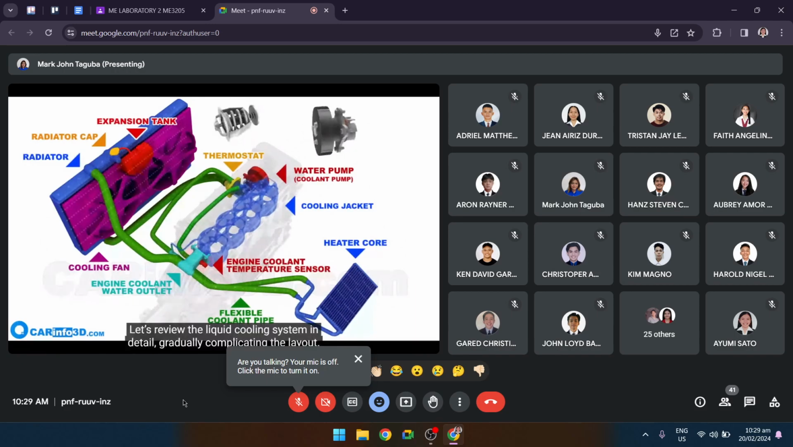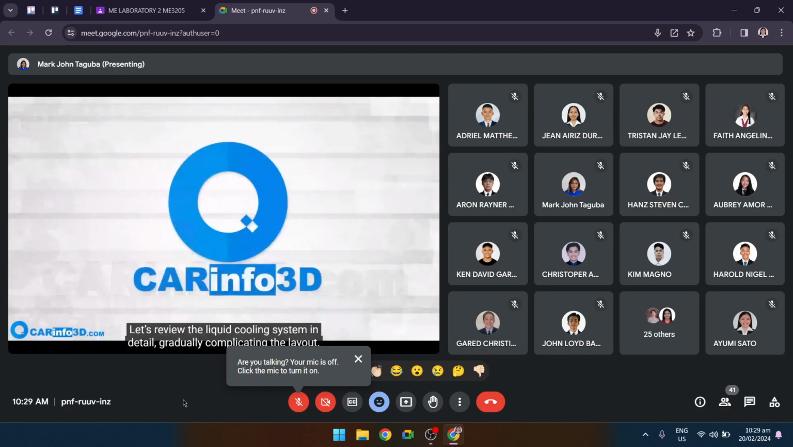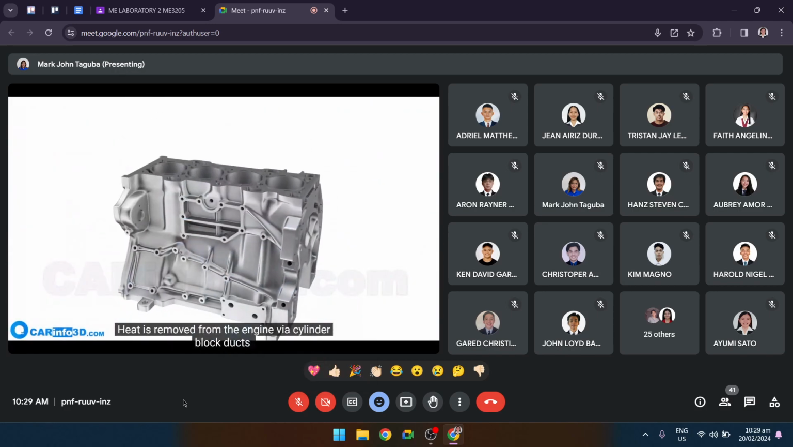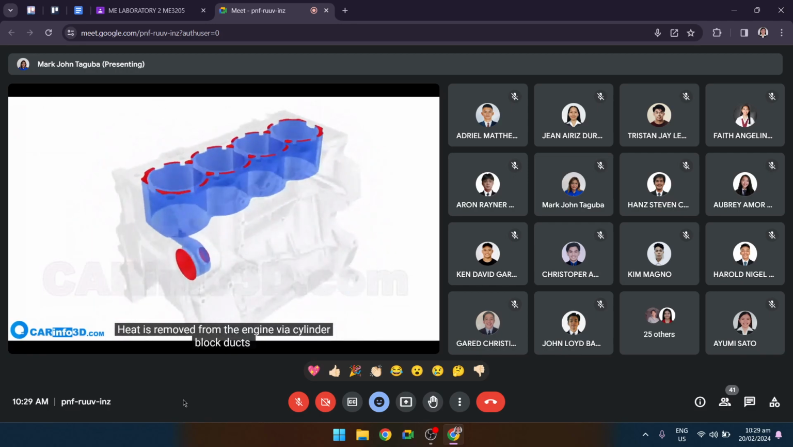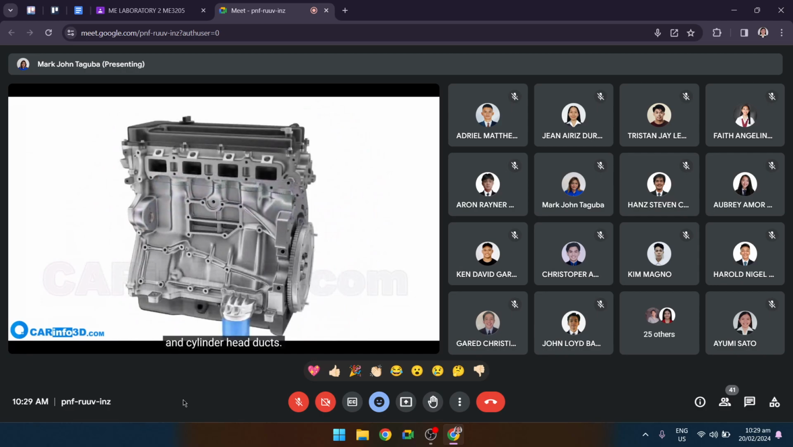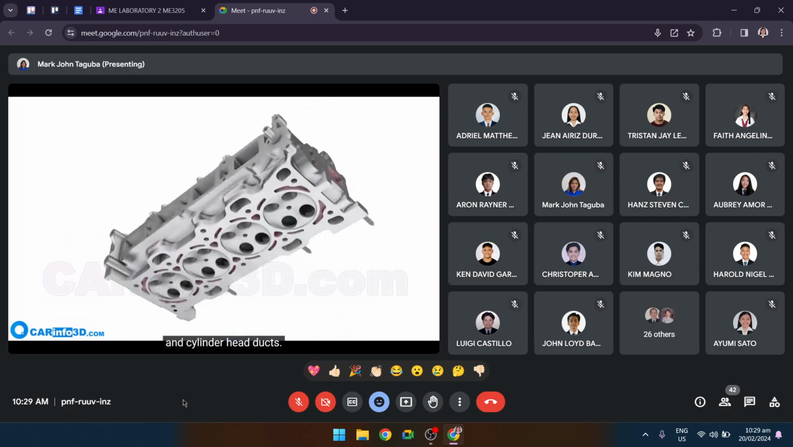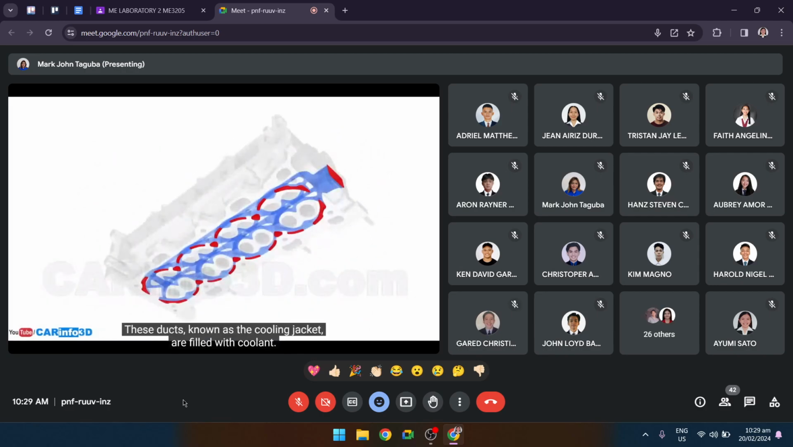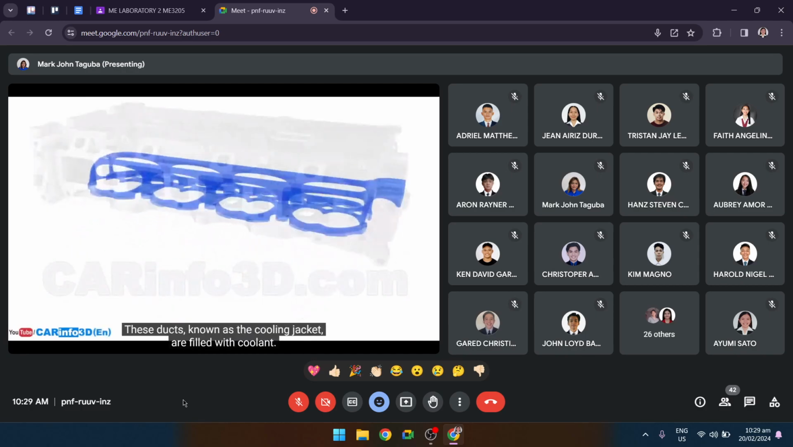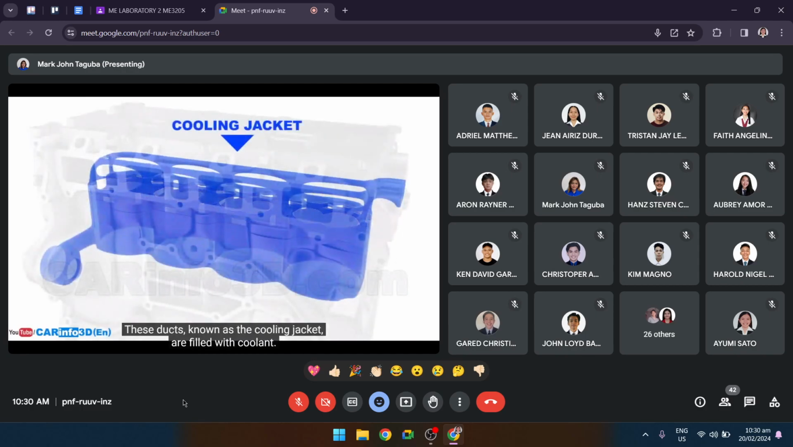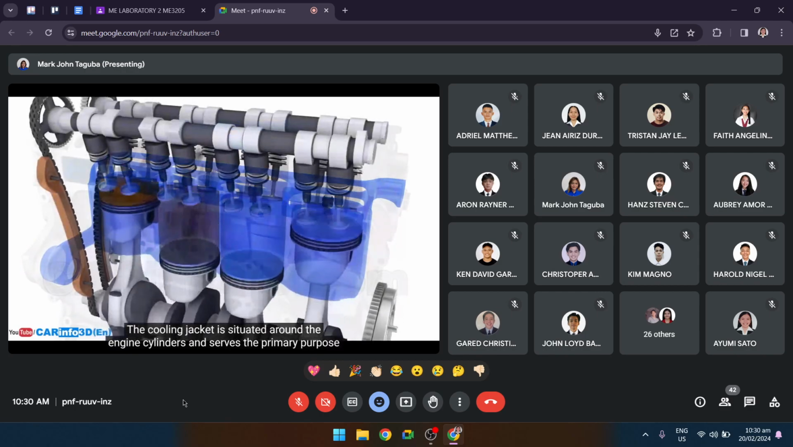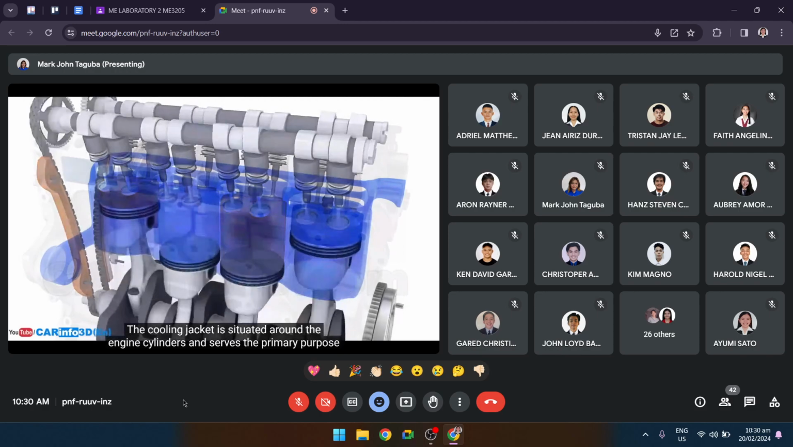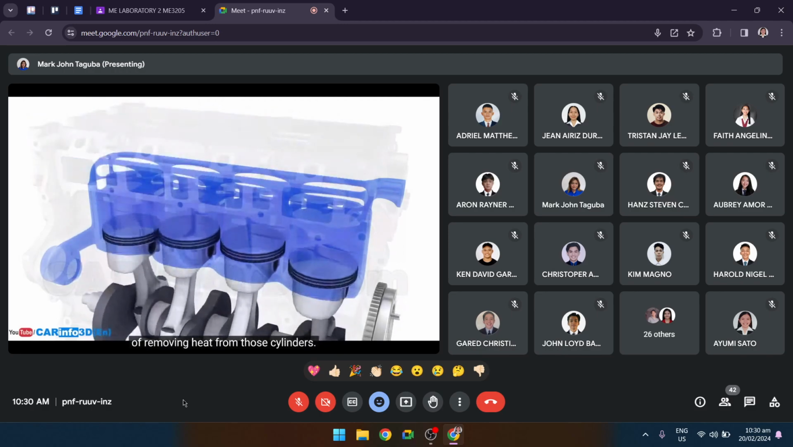Let's review the liquid cooling system in detail, gradually complicating the layout. Heat is removed from the engine via cylinder block ducts and cylinder head ducts. These ducts, known as the cooling jacket, are filled with coolant. The cooling jacket is situated around the engine cylinders and serves the primary purpose of removing heat from those cylinders.